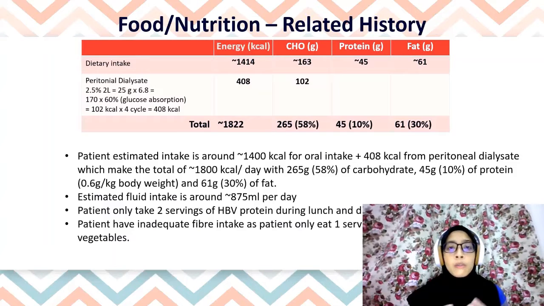Patient estimated fluid intake is around 875 ml per day, and patient only takes 2 servings of HBV protein, which is during lunch and dinner. Patient also has inadequate fiber intake, as patient only eats 1 serving of fruits and 2 servings of vegetables.